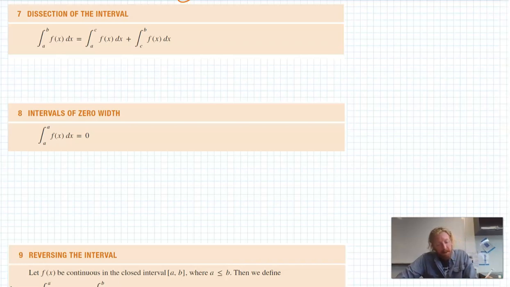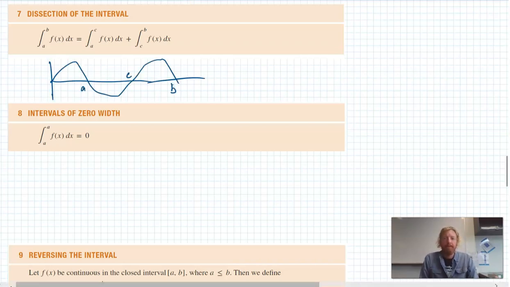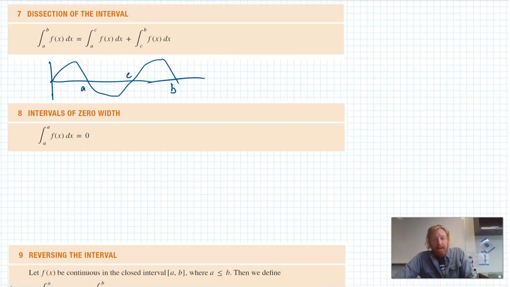They've got b there from a to b, and then we've got c in the middle. Interval of 0 width. Well, if I integrate from a to a, I'm not going out any distance, so I've got an area of 0.